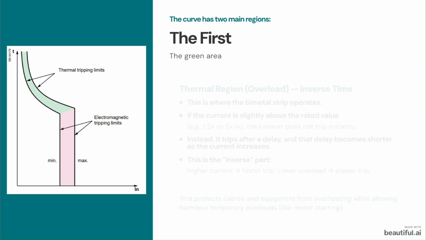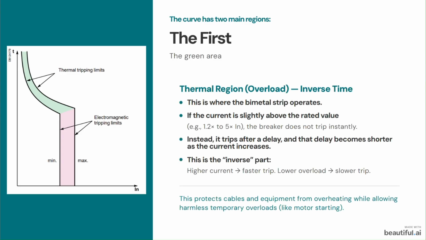1. Thermal region, overload, inverse time. This is where the bimetal strip operates. If the current is slightly above the rated value, for example 1.2 times to 5 times IN, the breaker does not trip instantly. Instead, it trips after a delay, and that delay becomes shorter as the current increases. This is the inverse part. Higher current, faster trip. Lower overload, slower trip. This protects cables and equipment from overheating while allowing harmless temporary overloads, like motor starting.